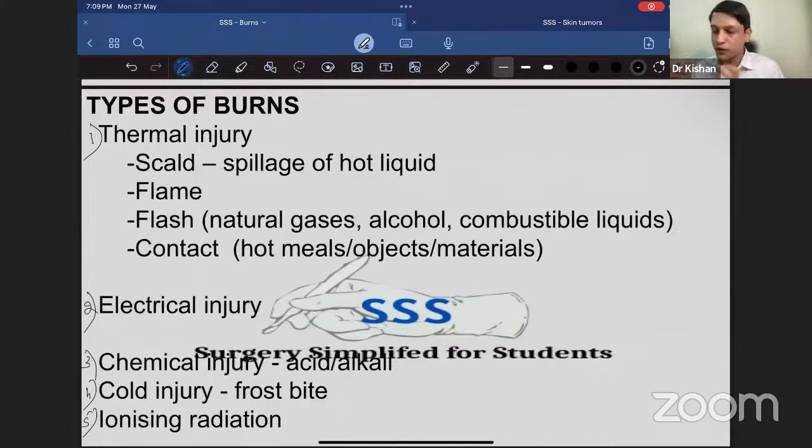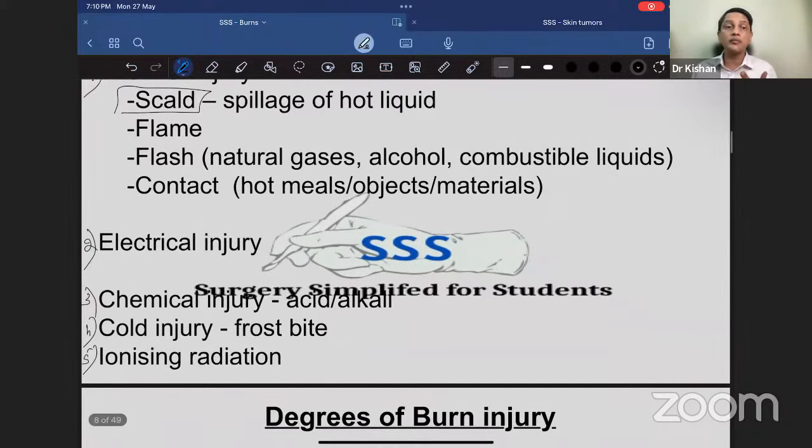Again, under thermal, due to any heat, if it's moist heat, we call it a scald injury. Very important, many times asked as a viva question. What is scald injury? This is because of moist heat or spillage of any hot liquids. Second, by the flames of the fire. Third is flash, because of natural gases or spirit, combustible liquids, etc. Fourth is by dry heat, by contacting objects like hot metals or heated objects, we sustain burn injury. That's called contact burn injury. This is related to heat.